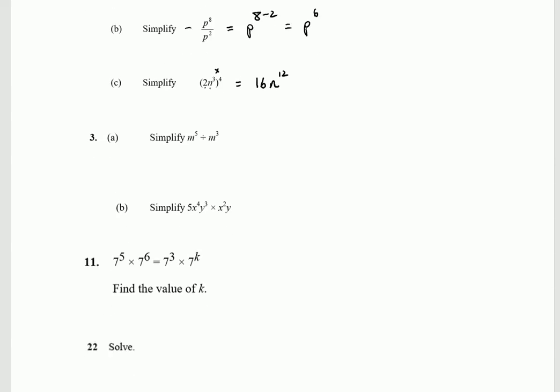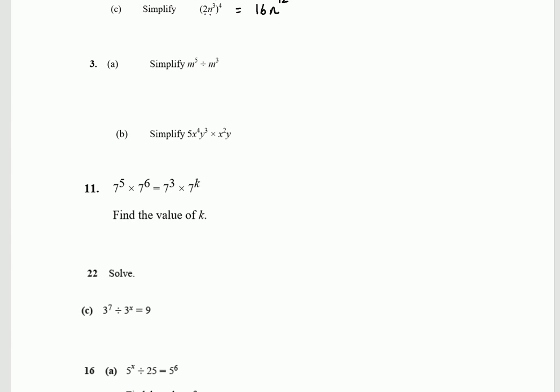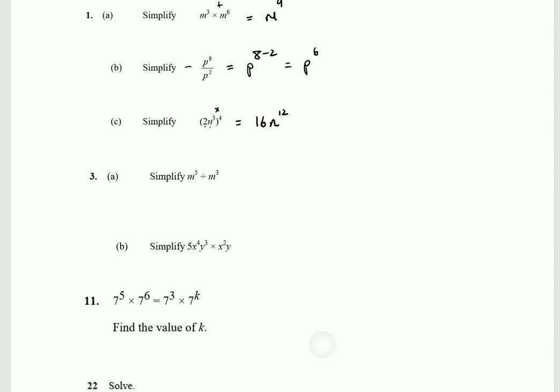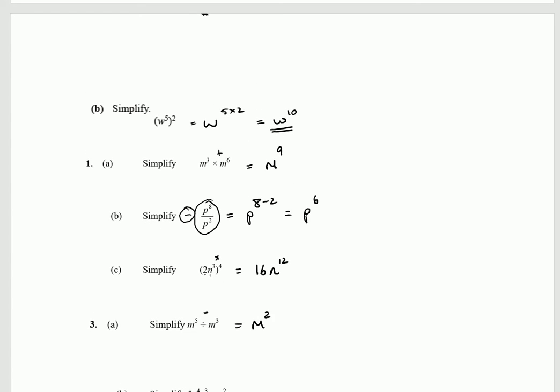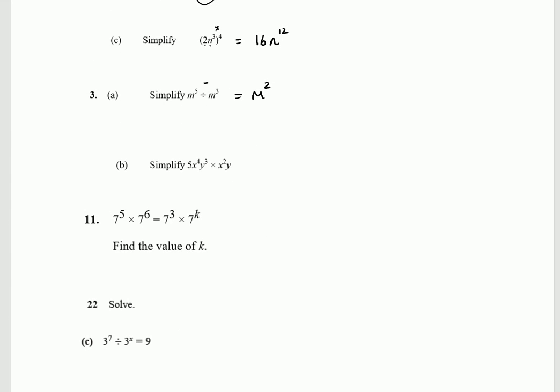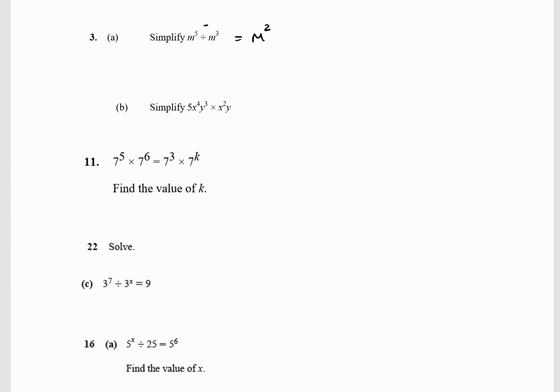Now I have to simplify a division. Remember what we said up here? If we divide our letters, we subtract their powers. So this is m to the power of 5 minus 3, m to the power of 2. Here's yet another big multiplication. Now this one is a little bit different because this 5 has nothing to multiply with over there, so it's just 5 still.